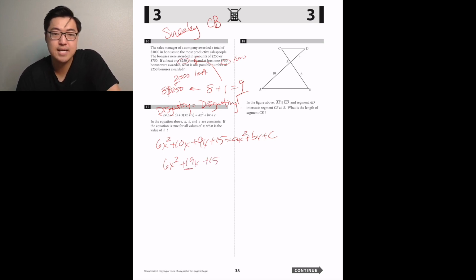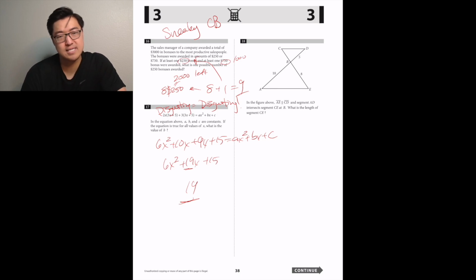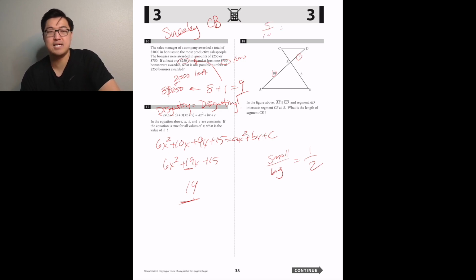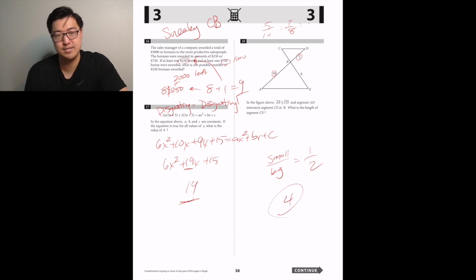Hopefully. 18. In the figure above, AE is parallel to CD, and the segment AD intersects segment CE at B. Okay, great. What's the length of segment CE? It's 12, because you can tell from AD that the proportion of small triangle to big triangle is 1 to 2. It's like 5 to 10, so 1 to 2. So then the same thing, CB to BE should also be 1 to 2, so 4 to 8.